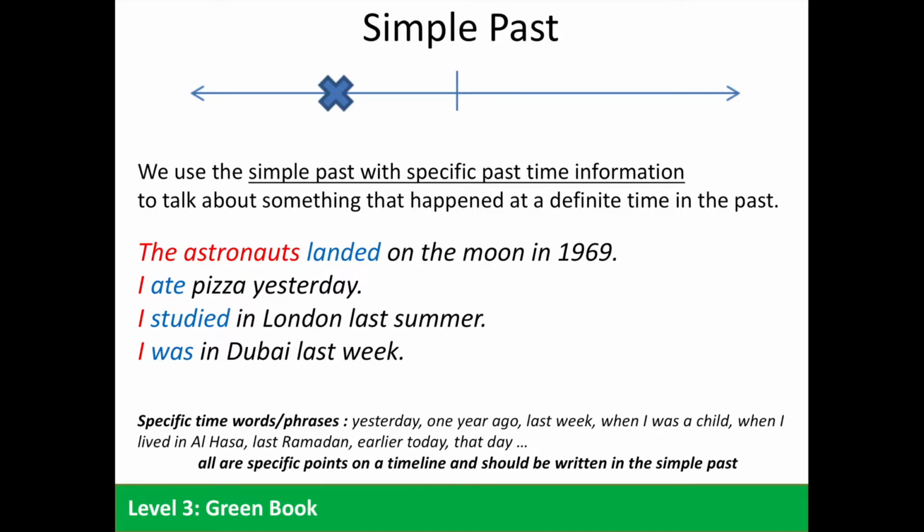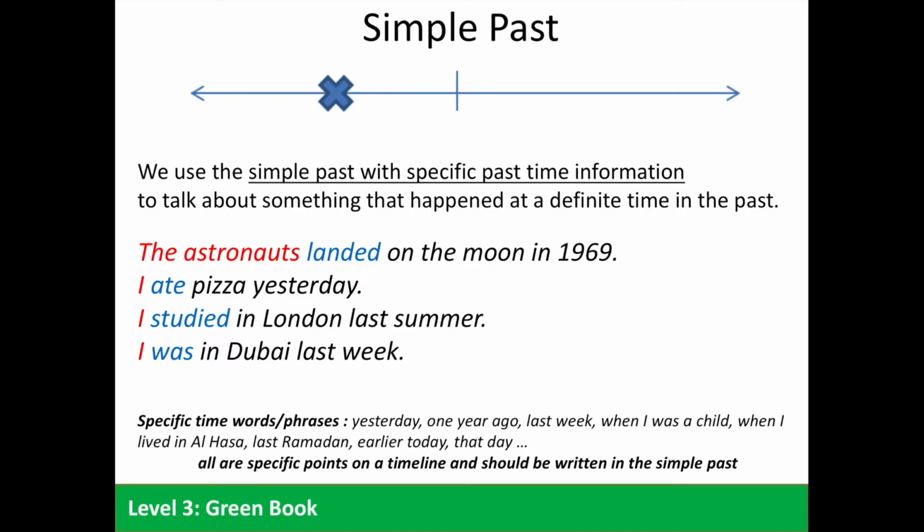So in English, we use the simple past when we want to talk about something that happened in the past with a specific past time. For example, the astronauts landed on the moon in 1969. Or, I ate pizza yesterday. I studied in London last summer. I was in Dubai last week. Again, in all of these sentences, we're talking about something that happened in the past at a definite time.